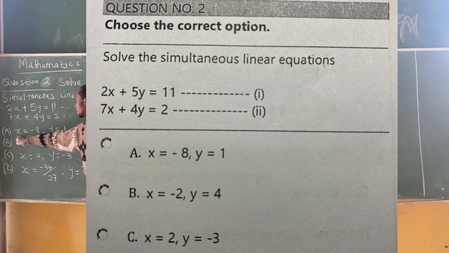Option A says x is equal to minus 8 and y is equal to 1. Option B says x is equal to minus 2 and y is equal to 4. Option C says x is equal to 2 and y is equal to minus 3. Option D says x is equal to minus 34 over 27 and y is equal to 73 over 27. So let's solve the simultaneous equation.